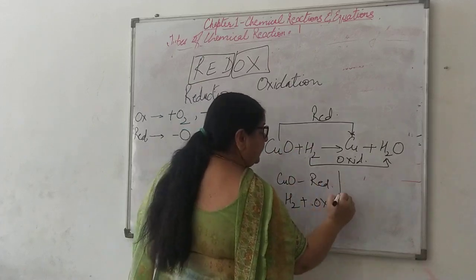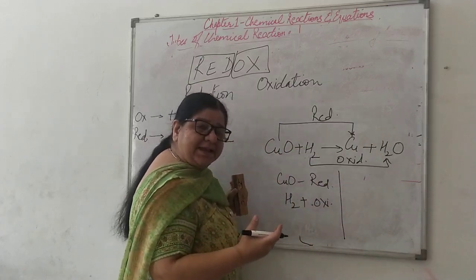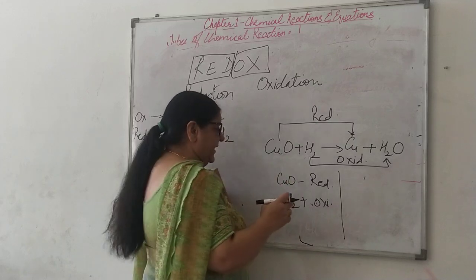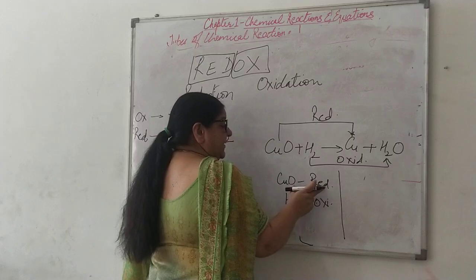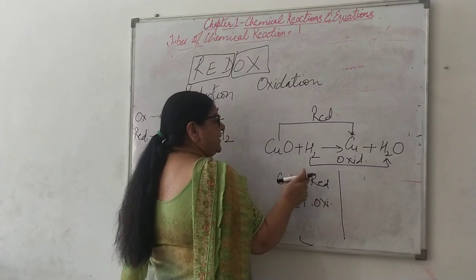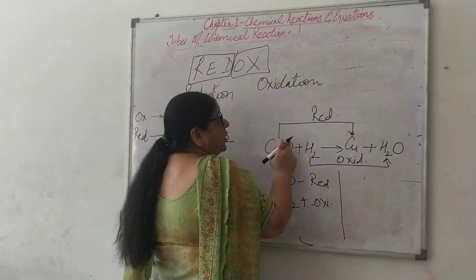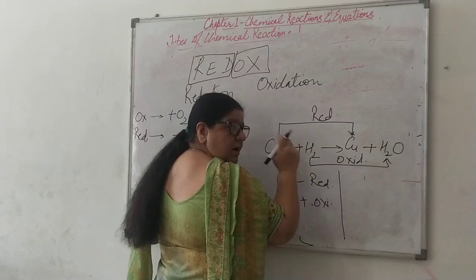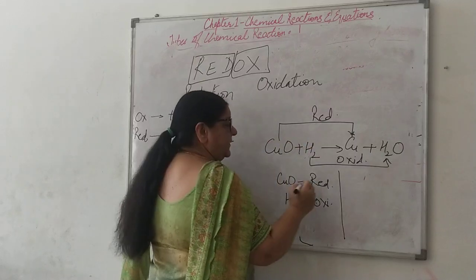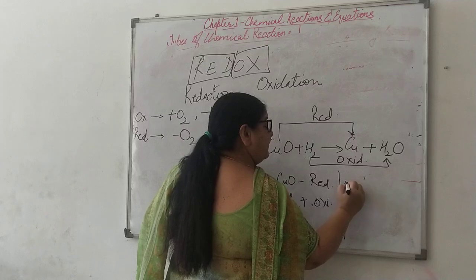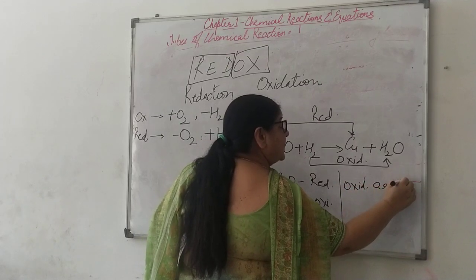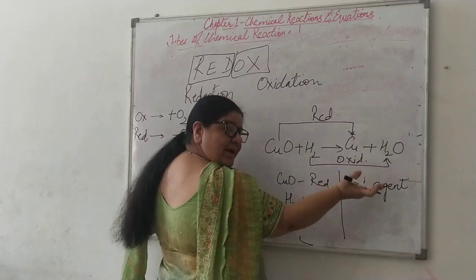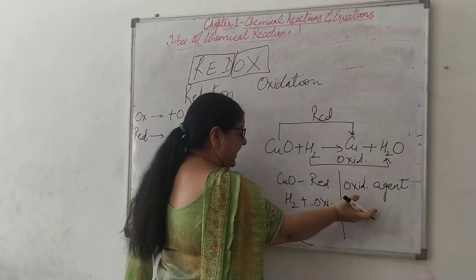Another term that we use is oxidizing agent and reducing agent. Now in this case, what is the oxidizing agent? This copper oxide is the oxidizing agent. It is helping hydrogen to get oxidized. So copper oxide becomes the oxidizing agent. The one which is reduced becomes the oxidizing agent.